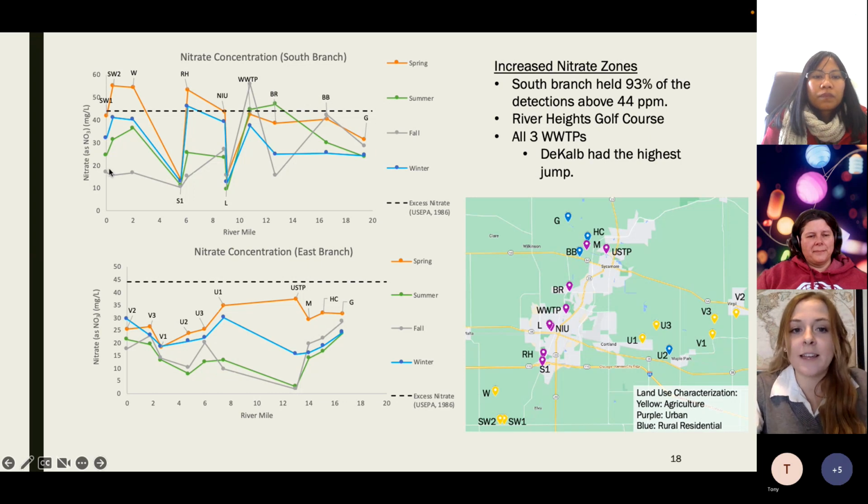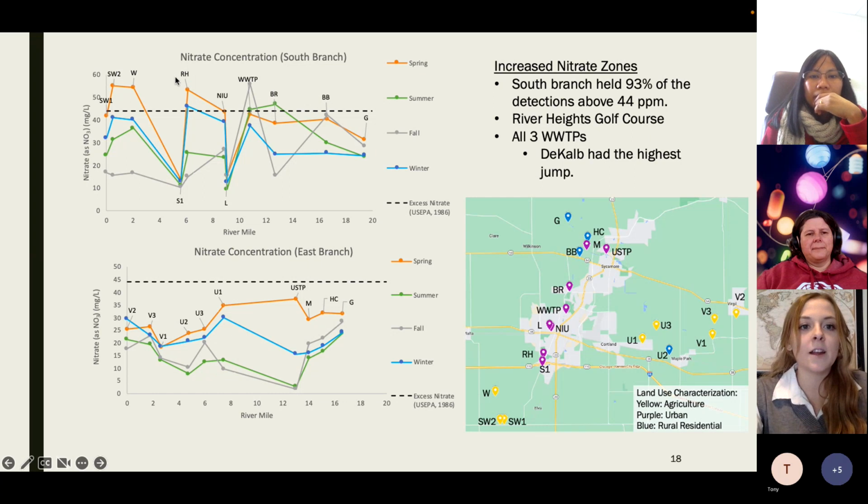Just kind of starting out, the East Branch overall did fairly well in terms of nitrate concentrations. It was consistently averaging below our aquatic life criteria. But up over in the South Branch, we have several points that are averaging above or increased zones. The first of which, up in the top left, are some predominantly agricultural sites, SW1, SW2, and W. These are found over at the headwaters of the South Branch.